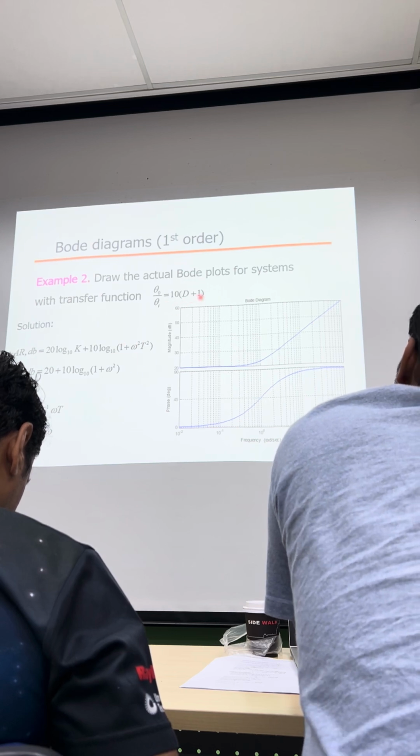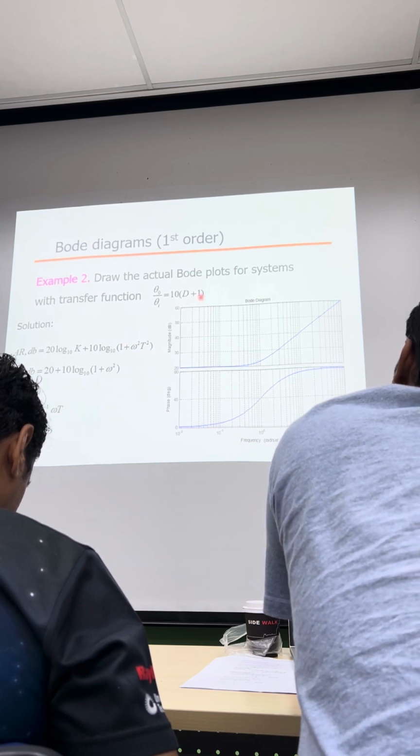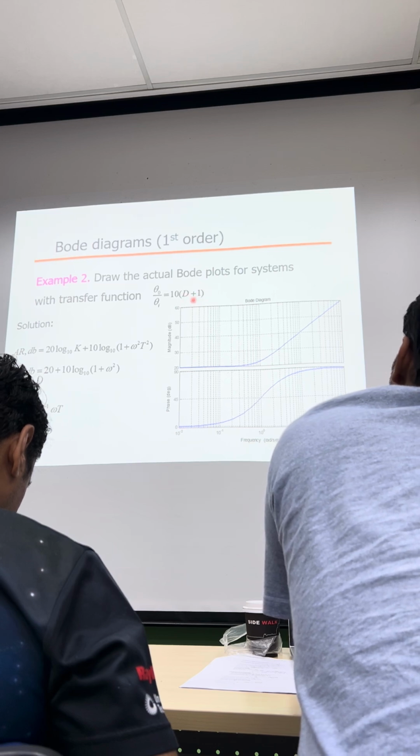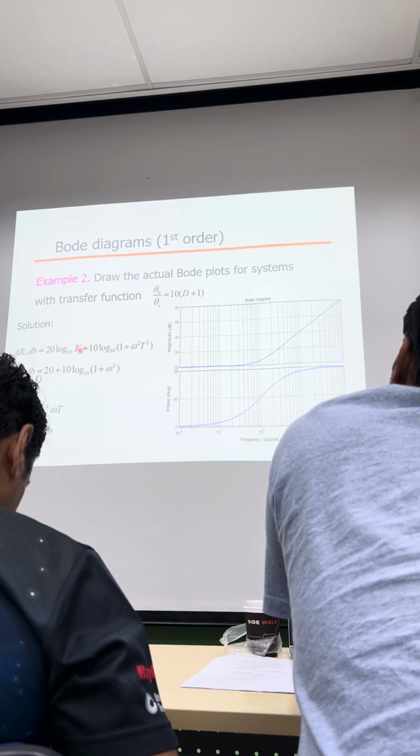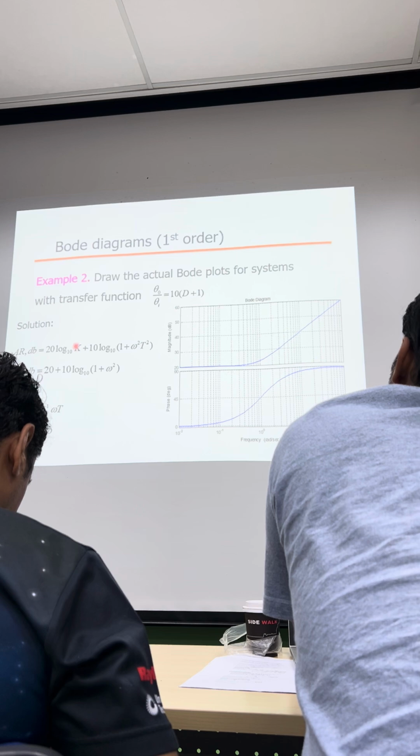1 plus omega square. Okay, so that's where if you convert this into a transfer function, it doesn't have a division, right, so that's why this symbol is plus. Otherwise it's going to be minus.